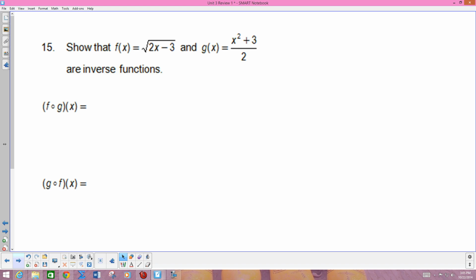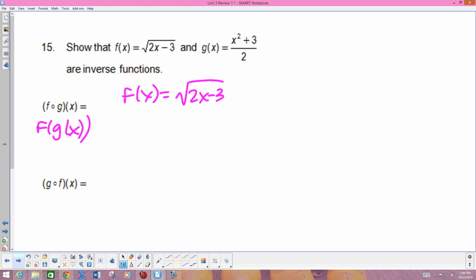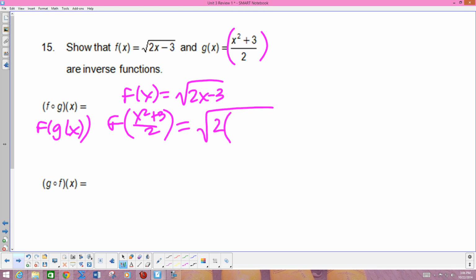Number 15, this is the one that we did in class today. This is what we did with that yellow foldable: we're showing that they're inverse functions. Right away you want to have f of g of x. That's the same thing. So we're going to take the g function and plug it into the f function. I have f of x is equal to the square root of 2x minus 3. I'm going to plug into this g, which is x squared plus 3 divided by 2. So what's that going to look like? It's a big square root, 2, and then x squared plus 3 divided by 2 minus 3.